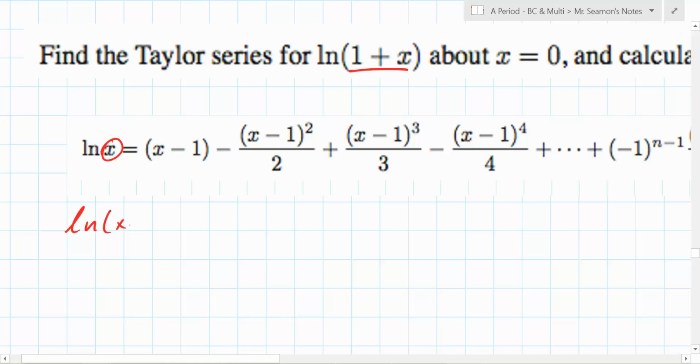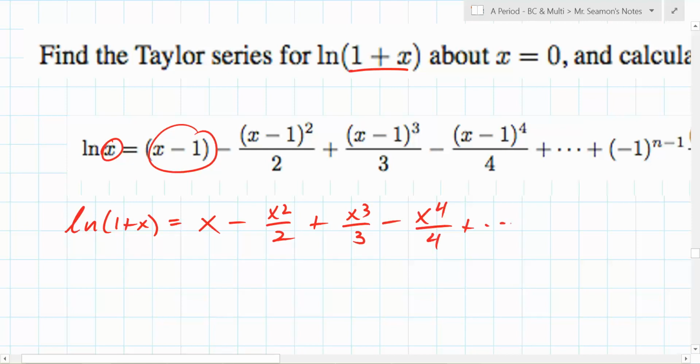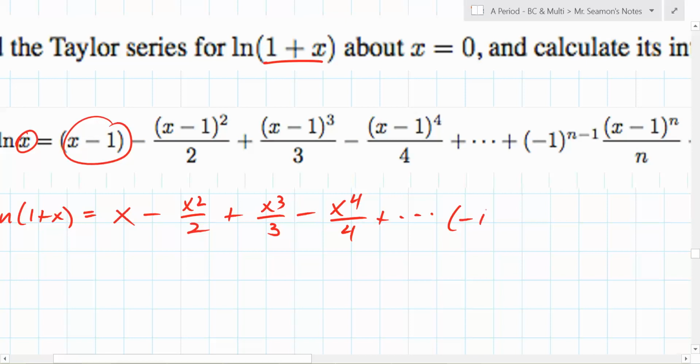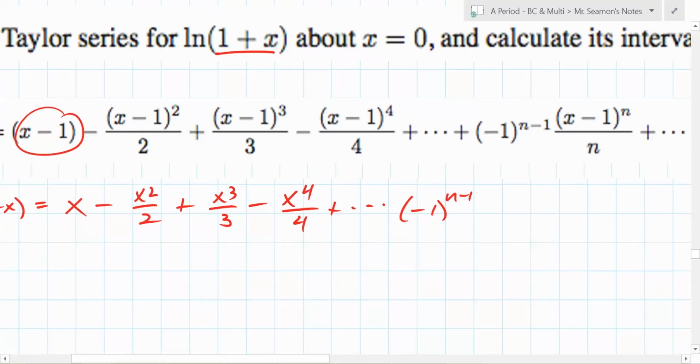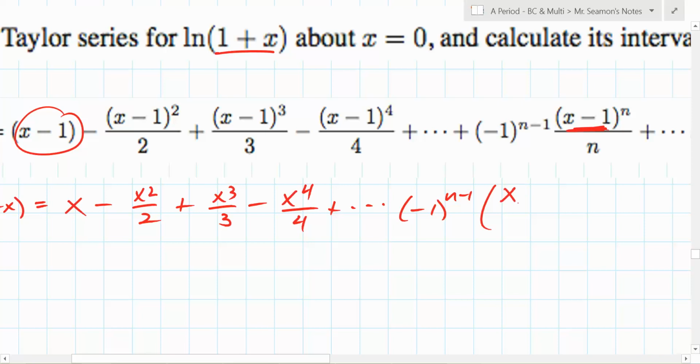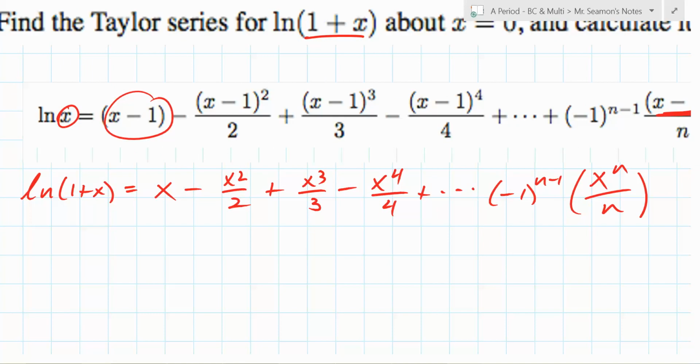So, and actually, look what happens. Oh, you like it as 1 plus x, right? So if I plug in x plus 1, what do I end up with, everybody? x minus what? Plus, minus, dot dot dot, negative 1 to the n minus 1 times, instead of x minus 1, what do I have now? To the n over n. Hey, is that what you guys figured out all by yourself already?